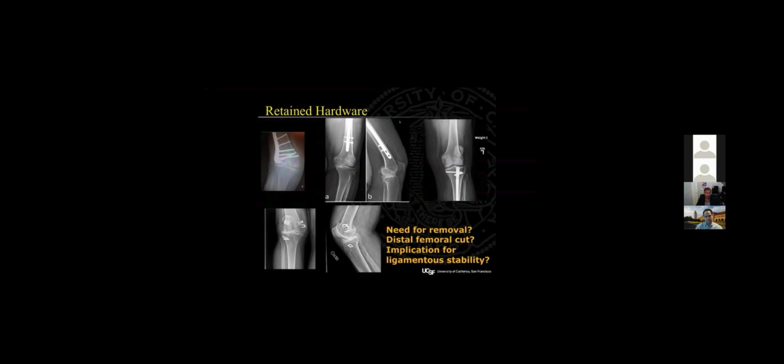With retained hardware, it's important to determine whether you need to remove it at all, and if so, how much. Often, only certain elements of the construct will truly get in the way of your arthroplasty prosthesis. But you also need to be ready to use alternate strategies to the femoral intramedullary cutting guide and recognize the implications on ligamentous stability from these prior injuries and surgeries.